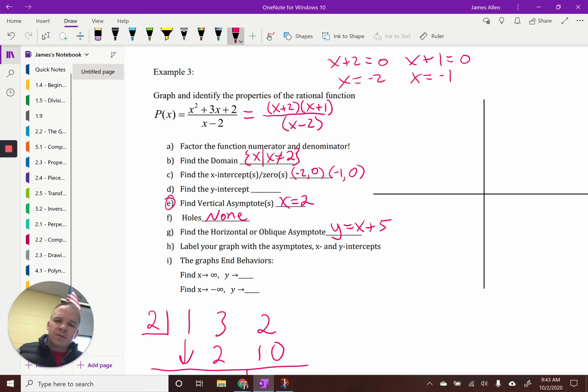Nice. Now for my y-intercept, that's when my x's equal 0, right? If I'm along my y-axis, all my x values are 0. Everything's 0 comma something along here. So if I plug 0 in for x, I know everything's going to go away except for these two terms. So it's 2 divided by negative 2, which is negative 1. So we get 0 comma negative 1. All right. Now for the rest of this here, I'm going to go ahead and wait until we graph it to talk about our end behaviors and things.